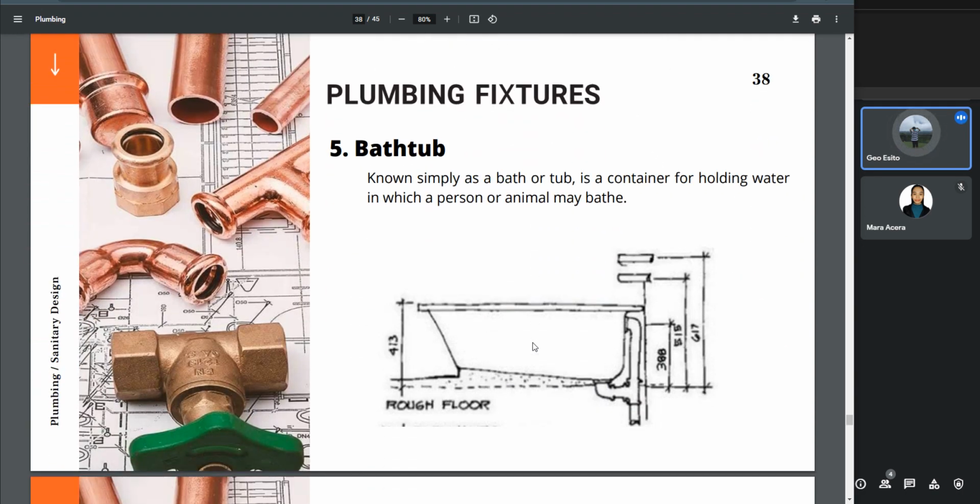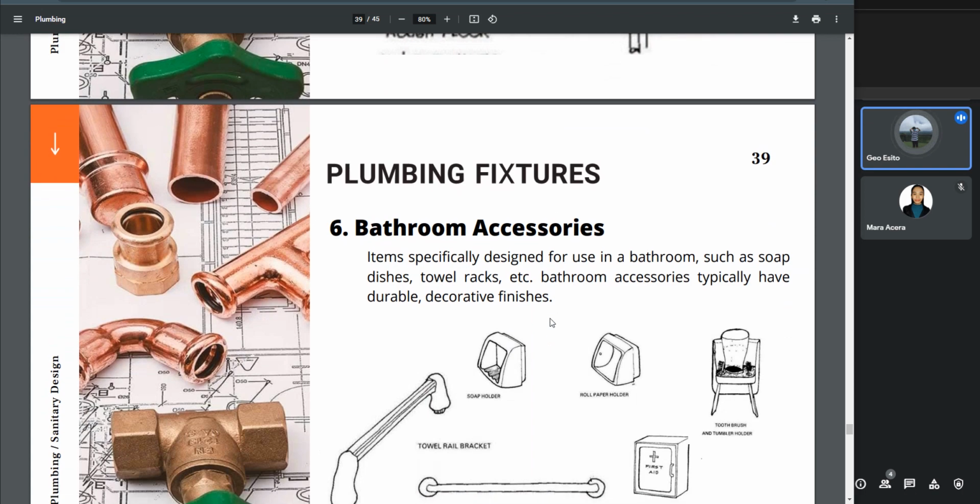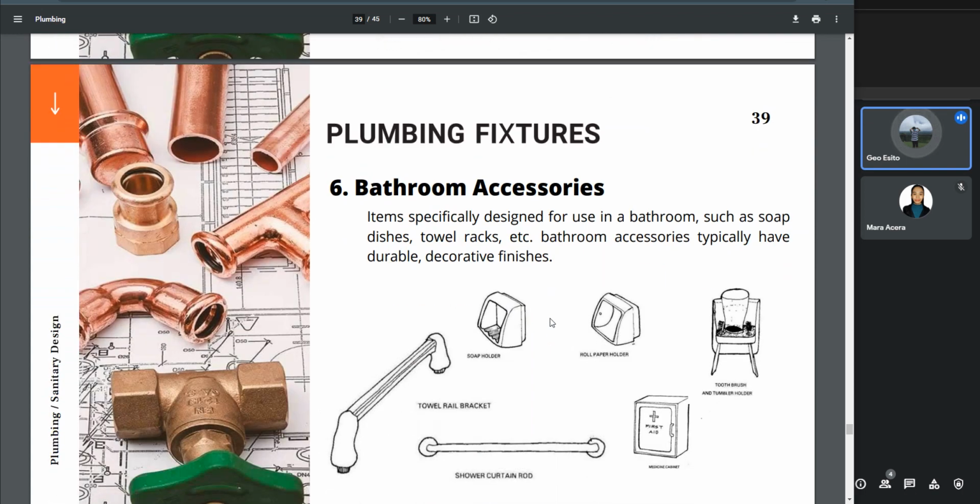Fifth is the bathtub, known simply as a bath or tub. It's a container for holding water in which a person or animal may bathe. Next is the bathroom accessories. These are items specifically designed for use in a bathroom, such as soap dishes, towel racks, etc. Bathroom accessories typically have durable decorative finishes.